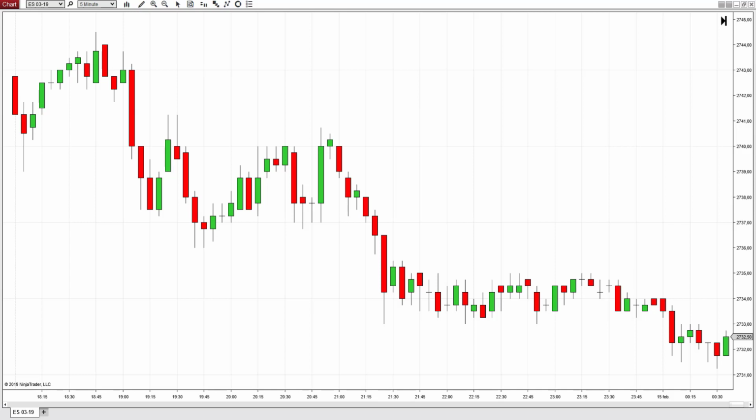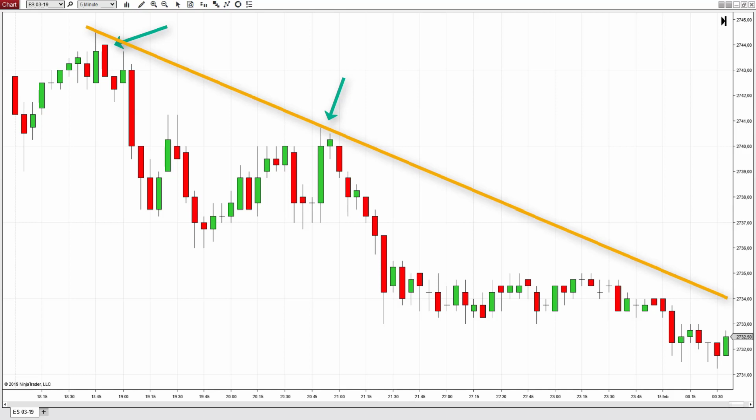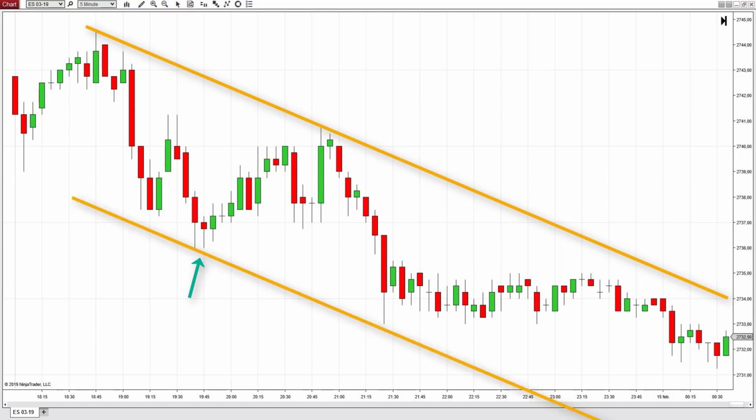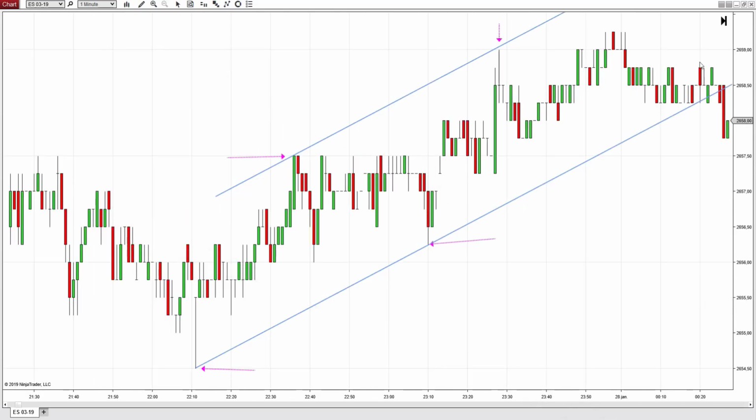And in a downtrend, you use the same principles. You find two highs, you draw the resistance line through those, then find the low between those highs and draw the oversold line through that low parallel to the resistance line. So these two lines now form a channel, a range with an upper boundary and a lower boundary.